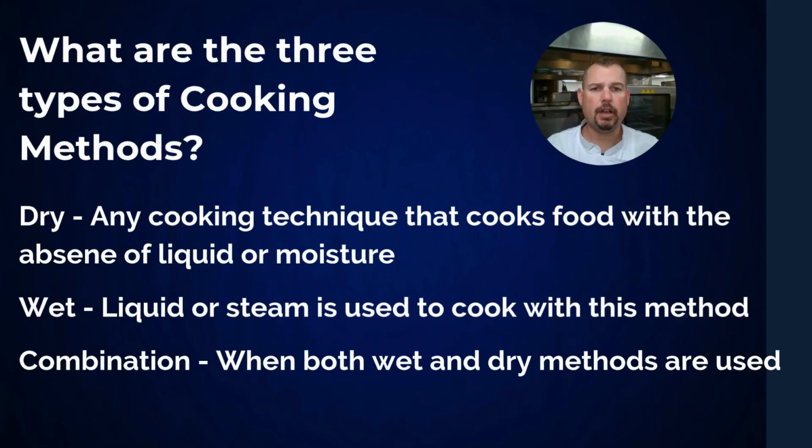So we just got done talking about how we transfer heat. Now let's talk about the 3 types of cooking methods. We have dry, which is cooking with the absence of moisture. Wet heat cooking, which means we're using liquid or steam to cook food, or a combination, which is when we use both dry and wet.